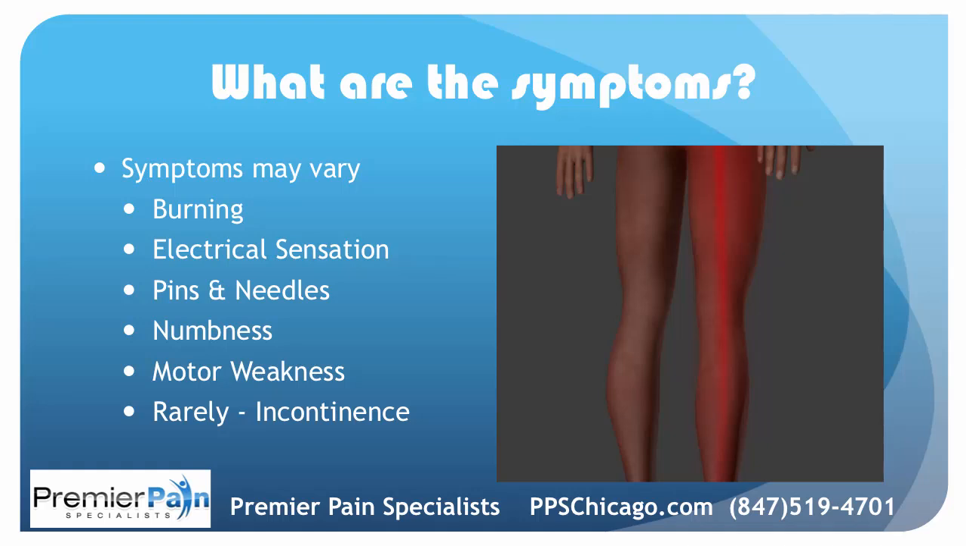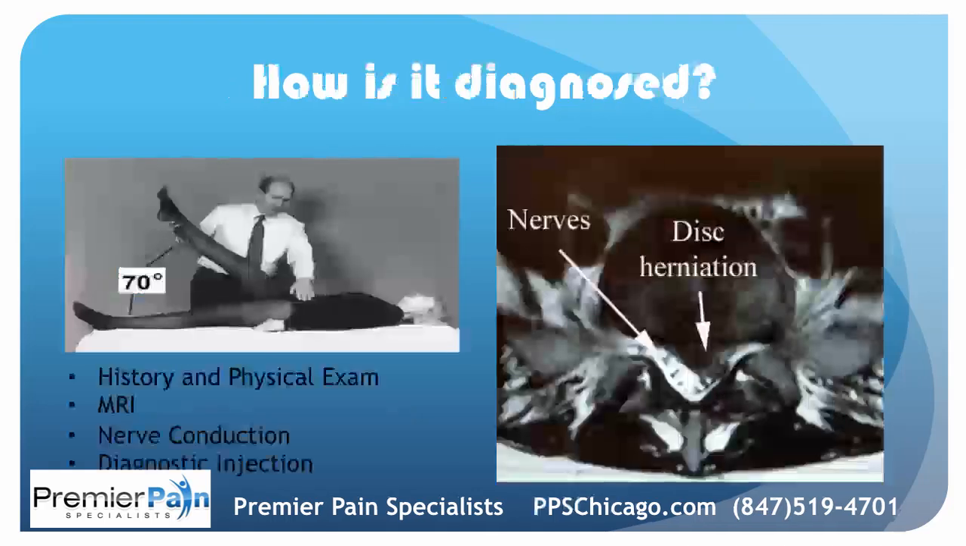They'll vary. It can include a burning sensation, electrical or pins and needles sensation, maybe some numbness, less commonly motor weakness, and rarely a person can have bowel or bladder incontinence, which is a surgical emergency. How is it diagnosed? Well, history and physical examination is key. An MRI helps a lot. If necessary, a nerve conduction study or a diagnostic injection.